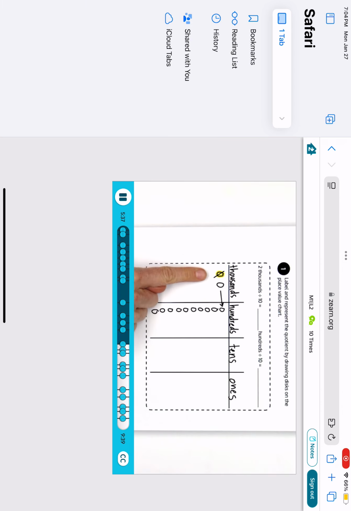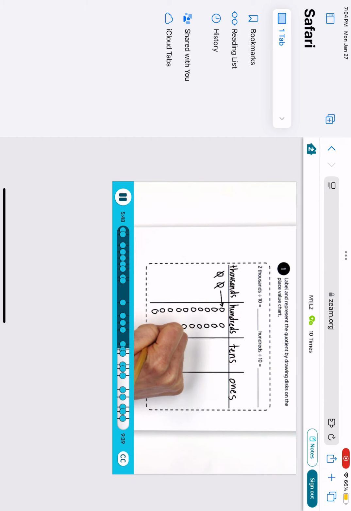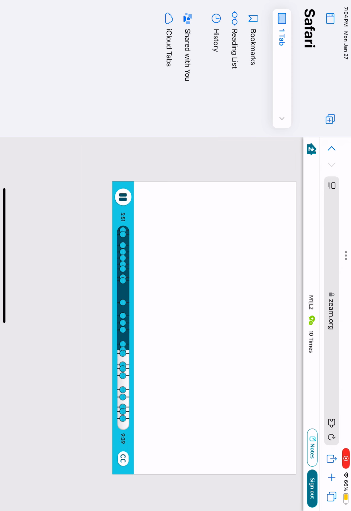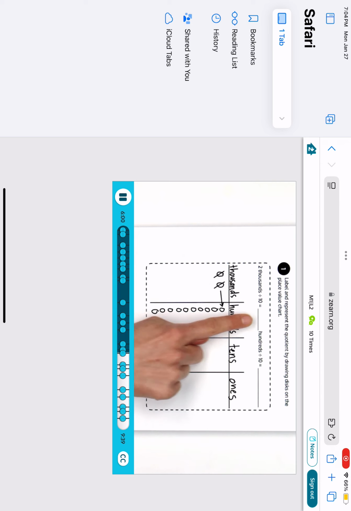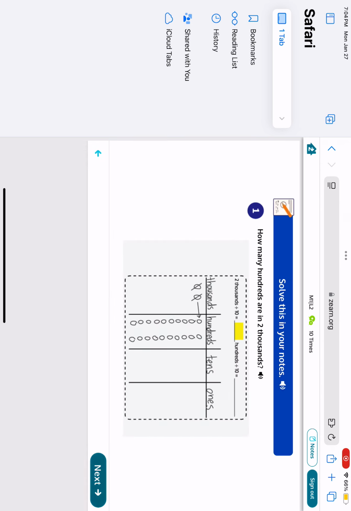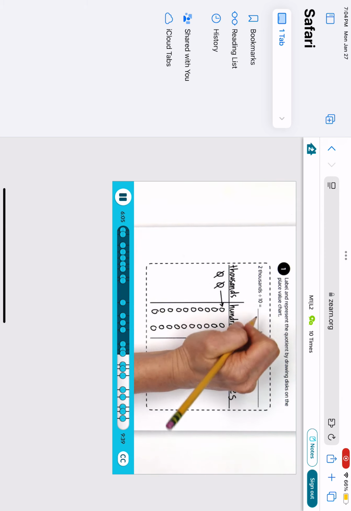We unbundled 1,000 into 10 hundredths here. Let's unbundle this 1,000 into 10 hundredths like this. Check your work. We unbundled 2 thousands into hundreds. How many hundreds are in 2 thousands? Write that here. There are 20 hundreds in 2 thousands.